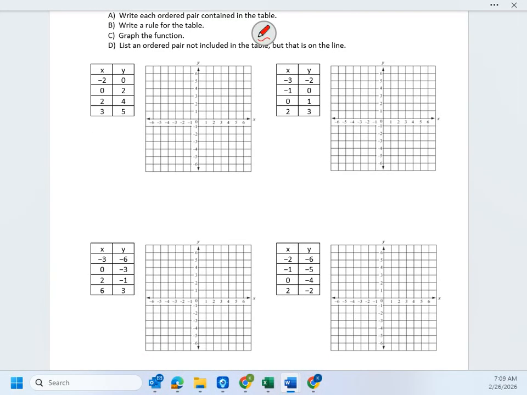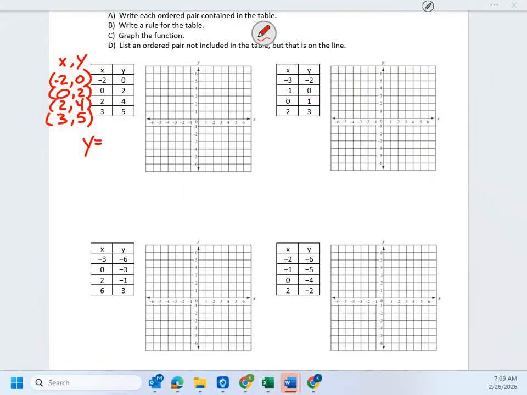Our first step is to write those ordered pairs. With ordered pairs, it always goes x, y. So (-2, 0), (0, 2), (2, 4), and (3, 5). You must show your ordered pairs. That's part of the steps in the directions. Then it says write a rule for the table.